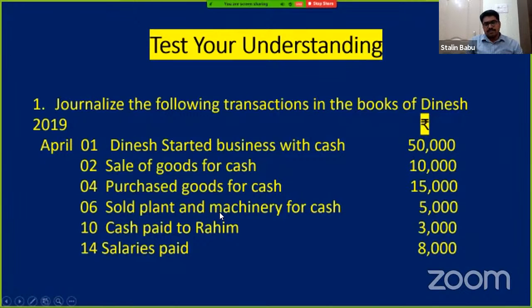First, you have to think and try to understand the given transaction, identify the two accounts involved, apply the nature of the account and principles of the account, and write in the journal book.